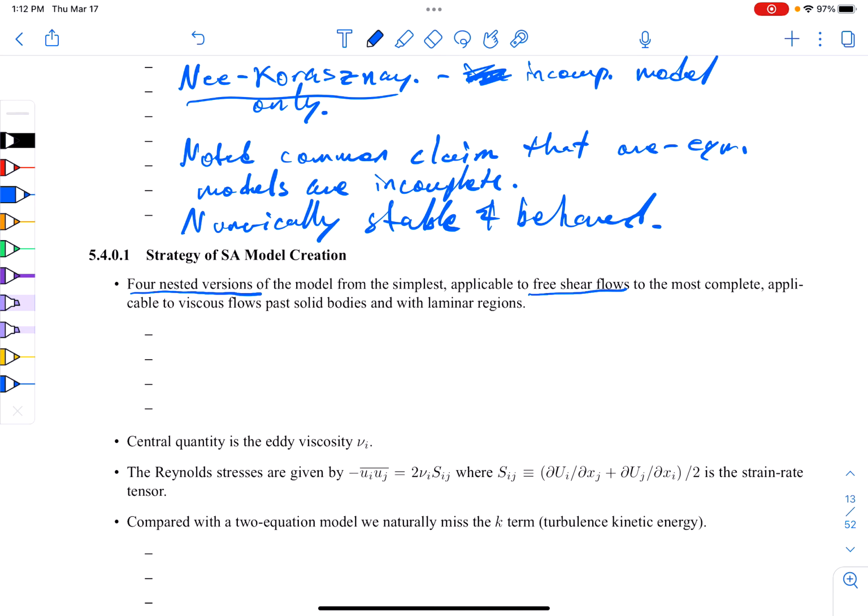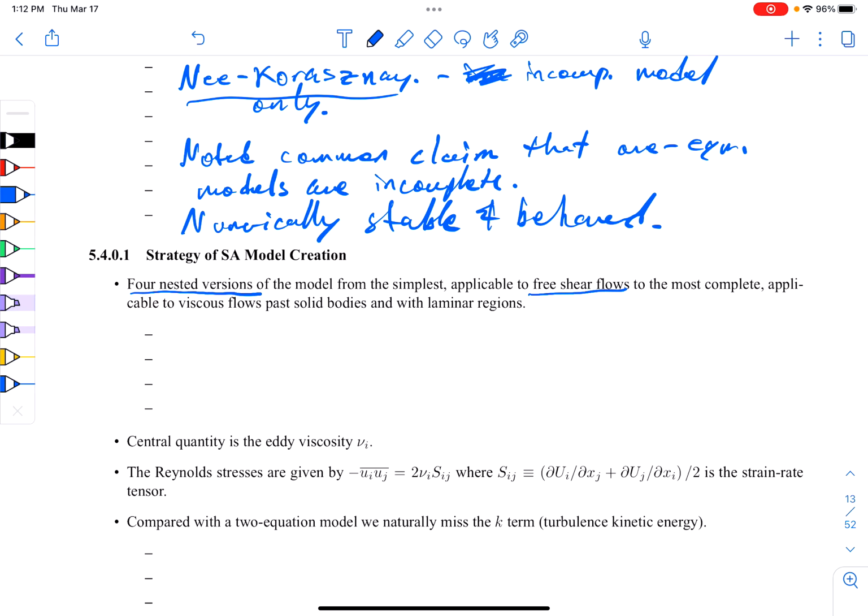And then the fourth part of the modeling was to try and put in some transitional effects so you can predict transition beyond what was done earlier. And just to note, earlier transition models were just basically having the eddy viscosity be forced to be 0 at some point. So their strategy was to add in a source term. So we're going to try and look at these 4 parts independently.